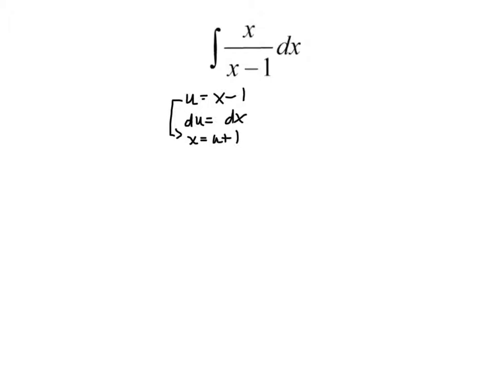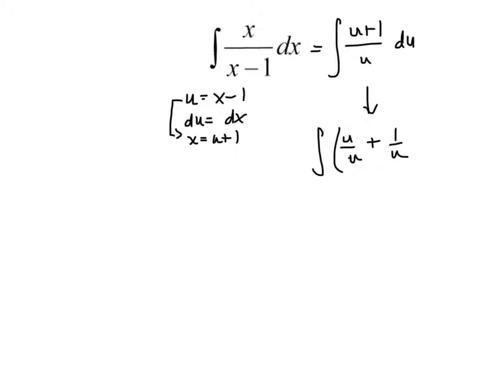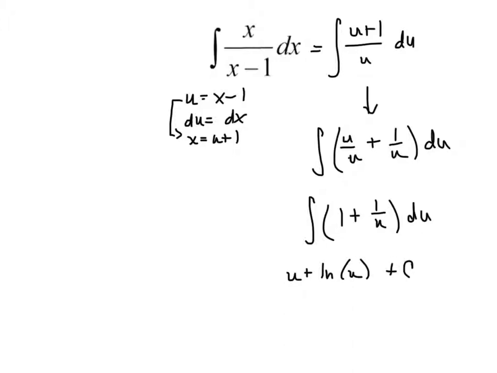And I could then rewrite this as u plus 1 over u du, which I could write as u over u plus 1 over u, which I could write as 1 plus 1 over u du. And now it's a very easy antiderivative. It's u plus the natural log of u plus c. Substituting back in, I have x minus 1 plus the natural log of x minus 1 plus c, like that.